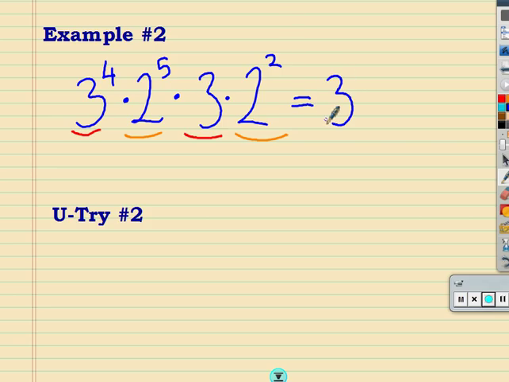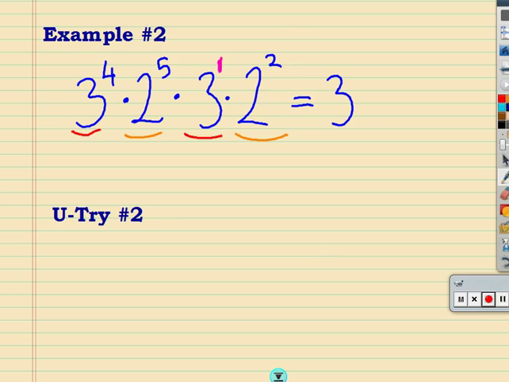So 3 to the 4 and another 3, that 3 will have a secret exponent of 1 even though it's not written. So every time we see a value that doesn't have an exponent on top of it, we will always assume that to be 1.